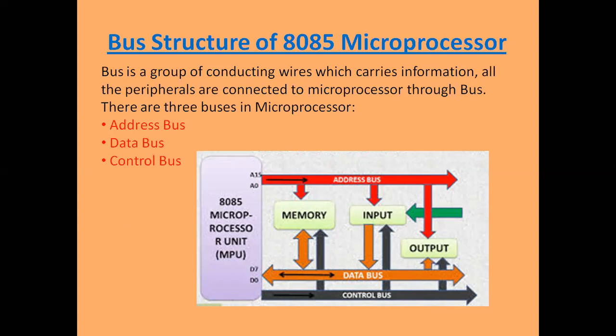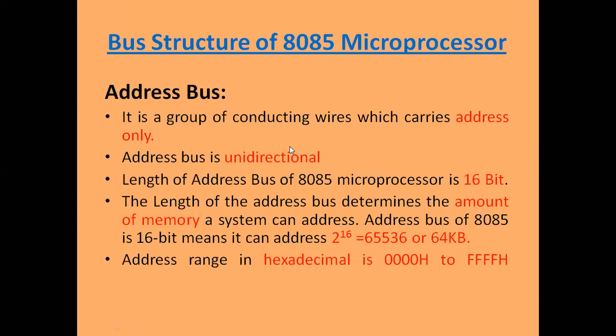If the chip select line selects input, then the address on the address bus will transfer to the input device, not to memory and not to the output device. Understood? So unidirectional means the address is generated by the microprocessor only. Understood? And the length of my address bus is 16 bit.